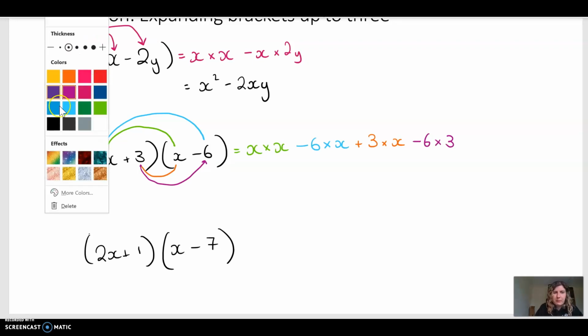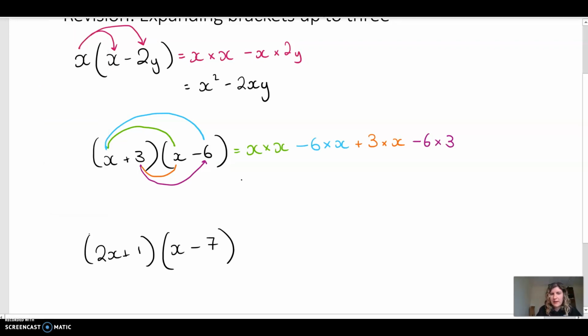Okay, now we can simplify this and change back to black. So x times x is x squared, negative 6 times x is minus 6x, 3 times x is 3x, and negative 6 times 3 is negative 18. If you want to double check any of that on your calculator, like the negative 6 times 3, feel free to do that. It's completely fine.